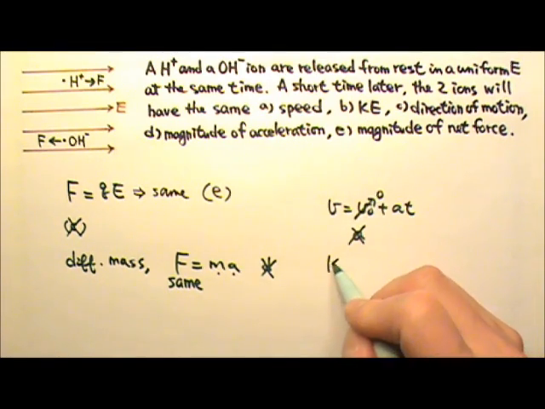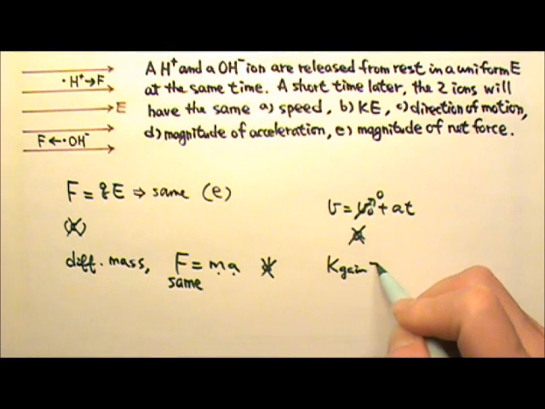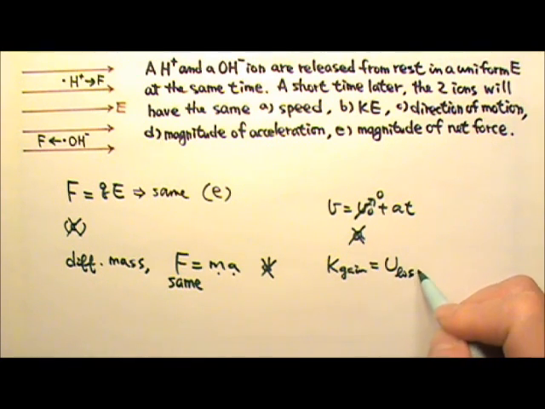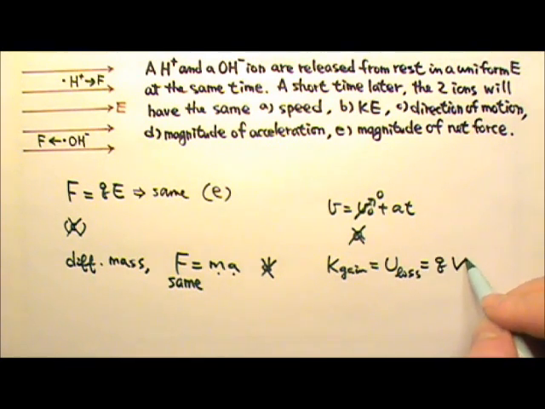And then the kinetic energy gain comes from the potential energy loss. And U equals qV. For the two charges, the q is the same amount, but the V is different. Because this is a uniform electric field, we can say V equals Ed. Same strength electric field, but they would travel different distances because of the different acceleration. So voltage is different, kinetic energy gain is different, so B is wrong.